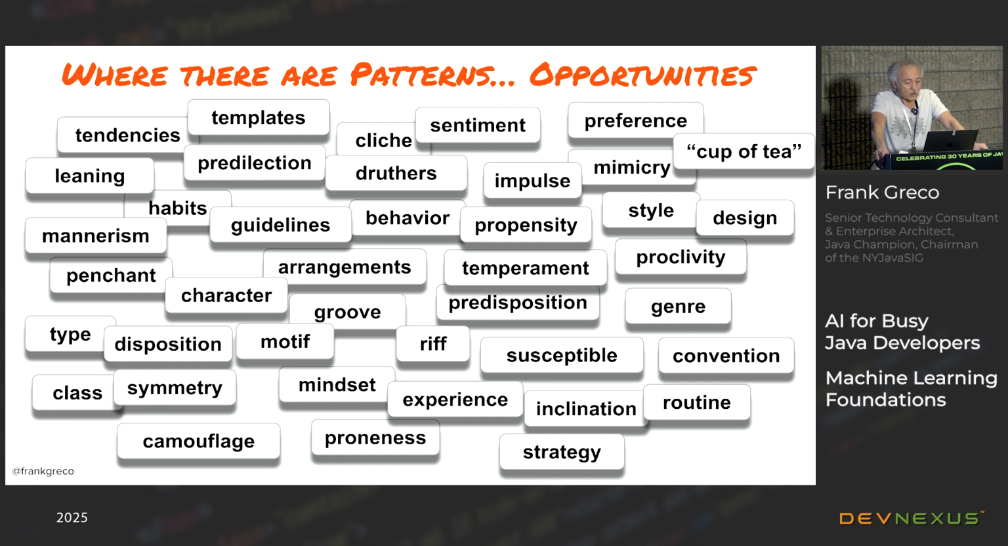All these words represent patterns. So wherever there are patterns, there's opportunities to use machine learning. See, not all of these are tech-oriented, right? They're not code-oriented, but you can apply machine learning to any of these. That's really cool. There's a lot of opportunity. It's also scary because it can be subverted.